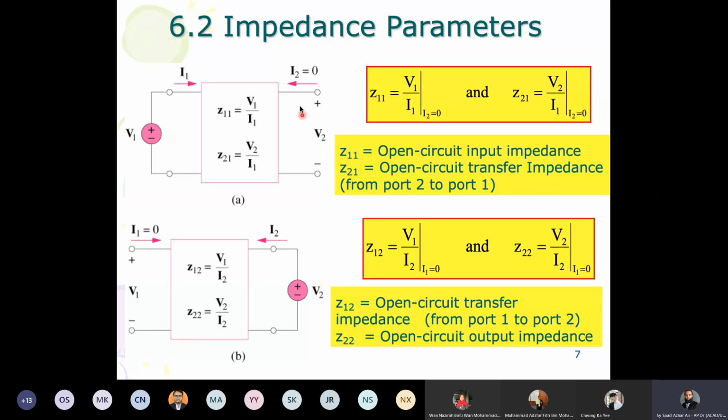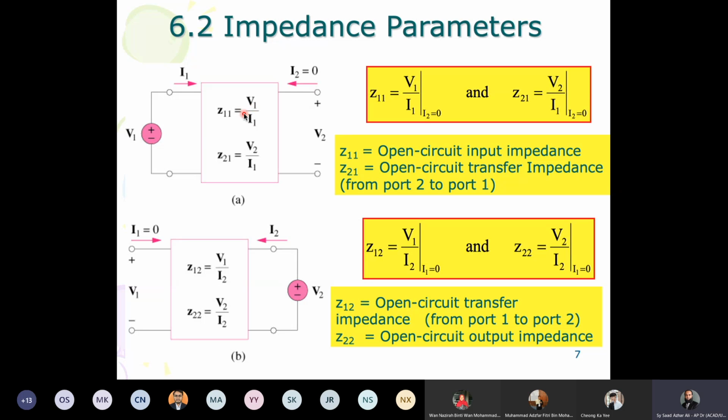Just don't worry. Take this one and this V1, I1, V2, I2. When we're talking about V1 and I1, we set I2 equal to 0. We are only looking at Z11 and Z21, V1, I1, V2, I1. So just I1 is kept and I2 is set to be 0. Now, what we are doing here is just trying to find the relationship between V1 and I1 with I2 equal to 0.